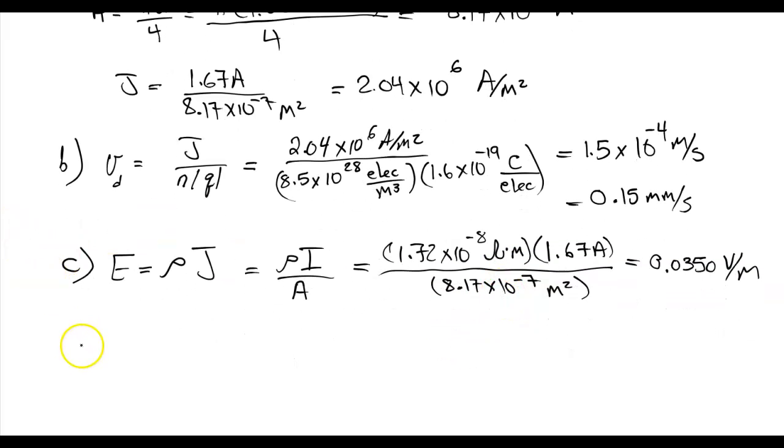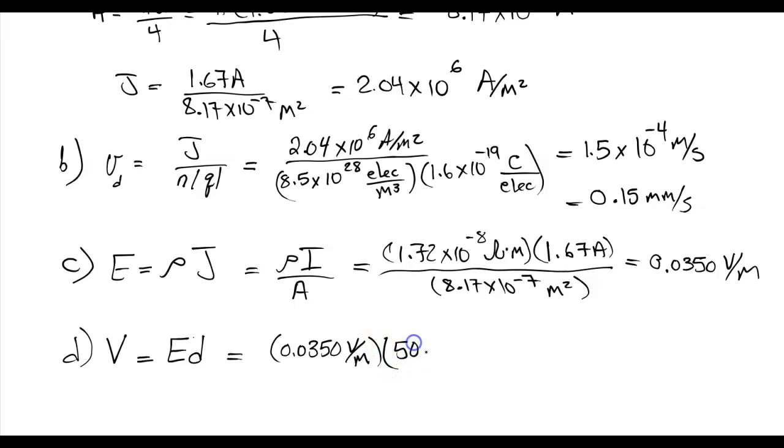Part D, it says find the potential difference. The potential difference is the electric field times the length. We've seen this in the earlier chapters. So this is going to be 0.0350 volts per meter times the length of the wire segment, which is 50 meters, or 1.75 volts.